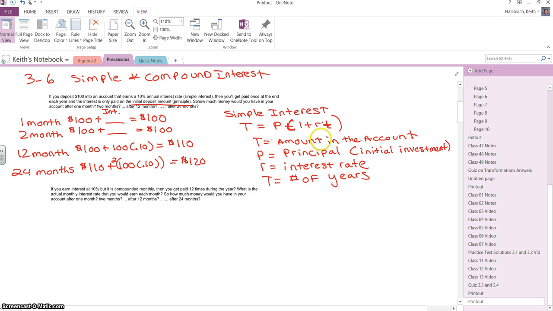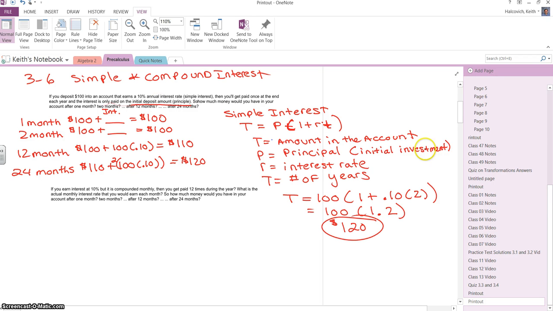So if you did it for this problem for 24 months, which is 2 years, you would say T equals 100 times 1 plus, the interest rate is 10%, so 0.10 times 2 years. So it's equal to 100 times 1.2, which gives you $120. So that's an easier way to do simple interest problems. But remember, simple interest is when the interest is only paid on the initial deposit, on the principal.